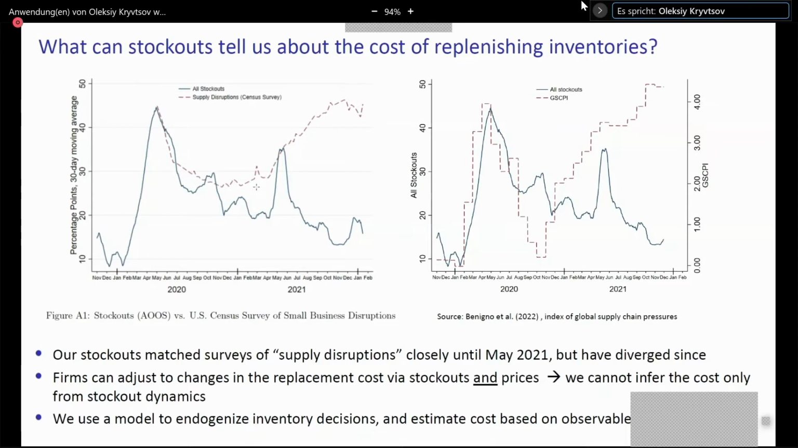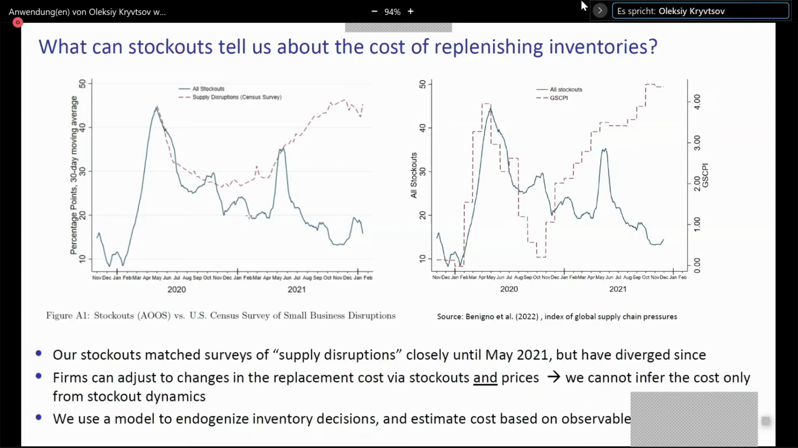Only in 2021 did the two series diverge and decouple from each other. Supply disruption measures kept rising, whereas stockout measures kept normalizing. So what's going on? The explanation is that in response to rising cost pressures, retailers can do two things. If they keep their prices relatively stable and low, they have to pass this elevated cost of delivering products to the marketplace into a higher incidence of stockouts. That's what you see early on in the pandemic.